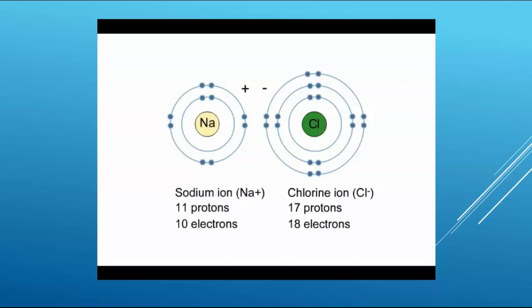Ions with opposite charges are attracted to each other, forming an ionic bond. These ions combine to form a compound with new properties. In this case, sodium chloride, ordinary table salt, is formed.